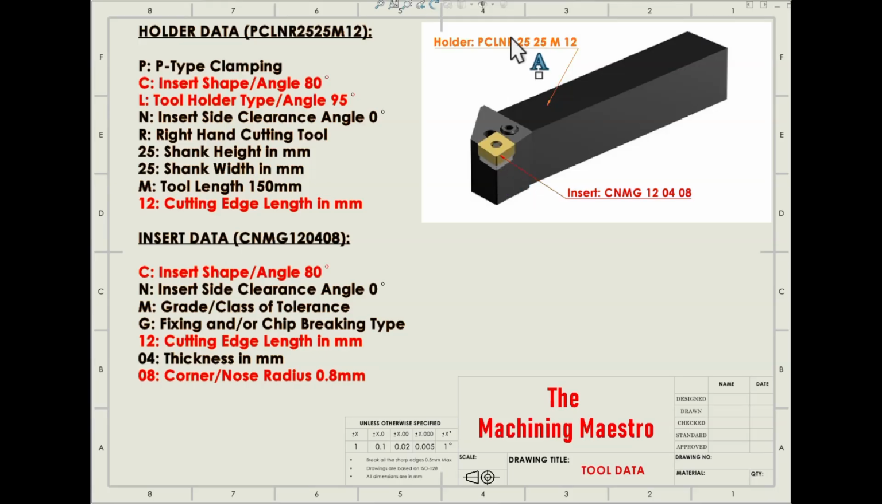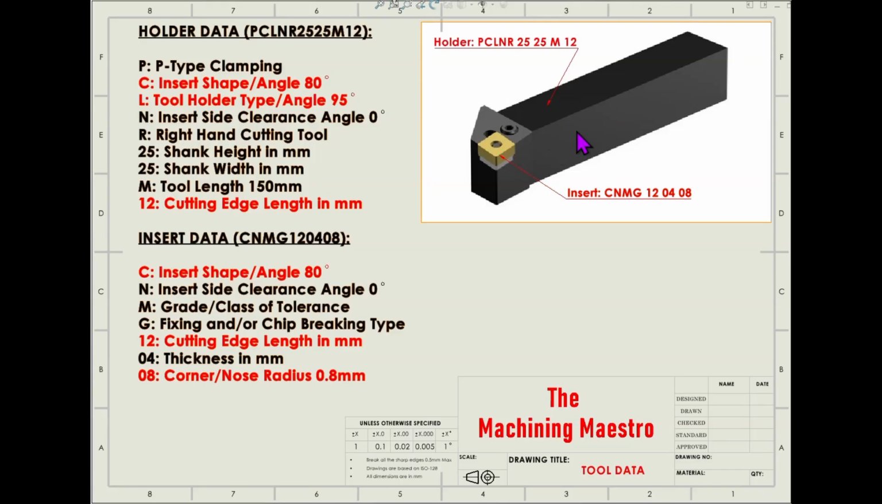And R represents the right hand cutting tool, and 25 is the shank height, and 25 is the shank width, and M is the total tool length, and the last is the insert cutting edge length. The length of this yellow portion's wall, which is the cutting edge, is 12, which is in mm. So this is all about the ISO designation of the holder.